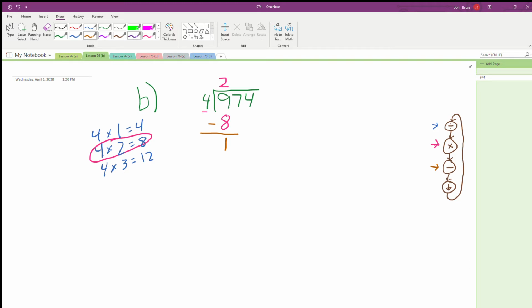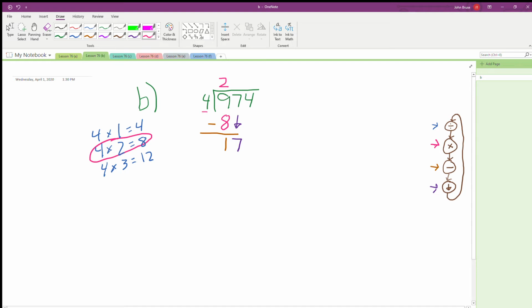So let's see, we got to pick another color here. Let's go with purple. So we're going to bring down our 7 because that's this step here. And we're going to put it right there. So now we have a new division problem. We have 17 divided by 4. And then we repeat this process. So I'm going to go back to my pink. Okay.